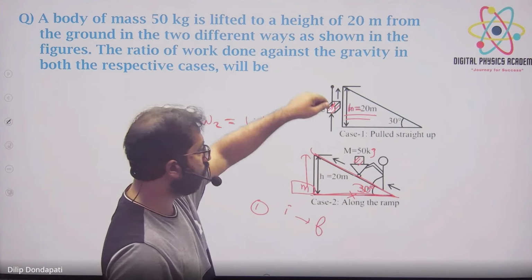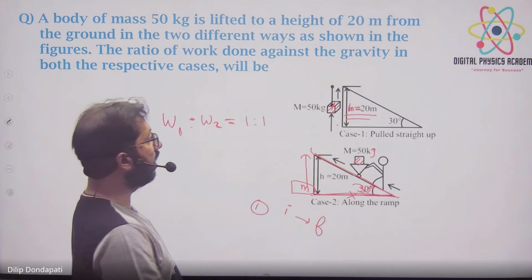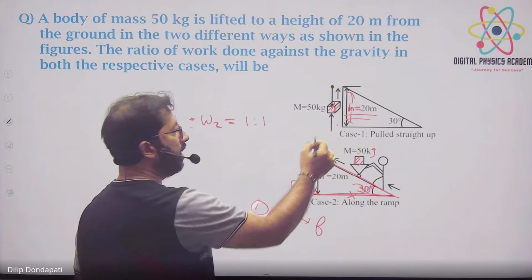Sir, I have a doubt. Tell me. In the first case, when covering only the height, the work done will be minus mgh, right? Force and displacement are in opposite directions. How much is the displacement? H, which is 20. Yes, correct. So minus mgh. And then the second case will be minus mg sin theta into h cos theta.